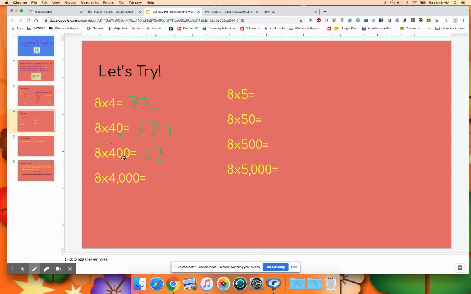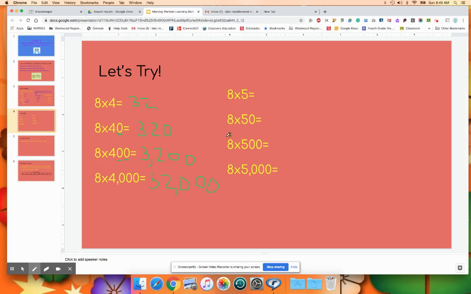And there are 2 zeros in our question, so I'm going to add 2 zeros to my product. And I'm not going to forget my comma. Same thing here. 8 times 4 is 32, and there are 1, 2, 3 zeros in my question. So I'm going to add 3 zeros to my product, 32,000.